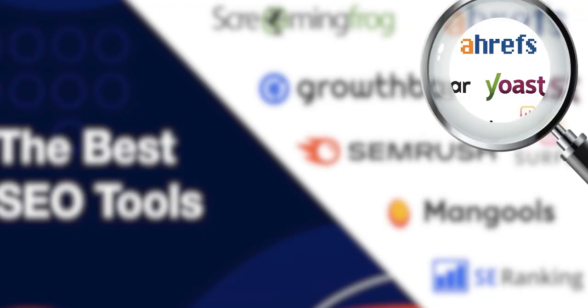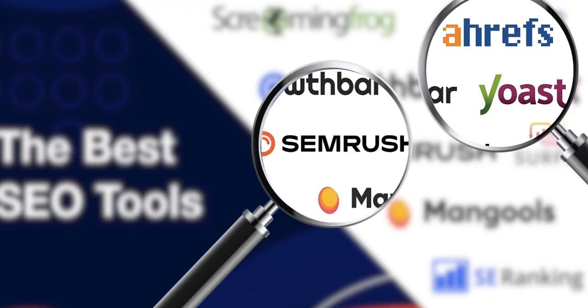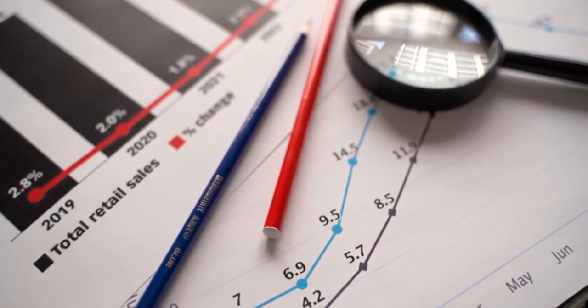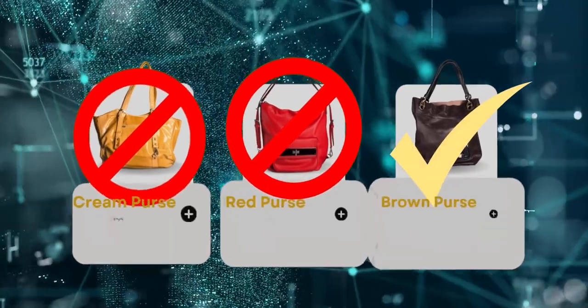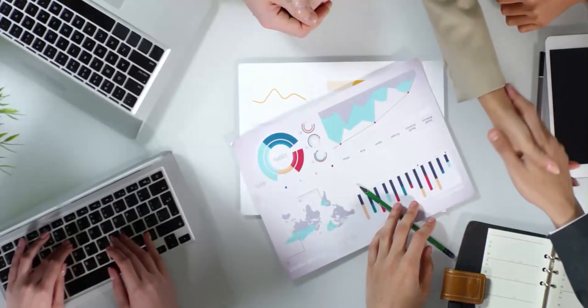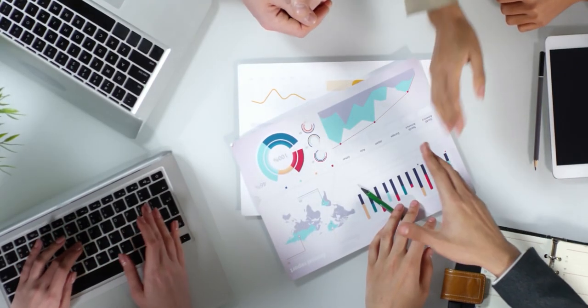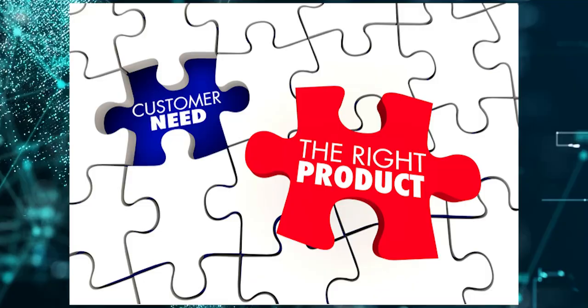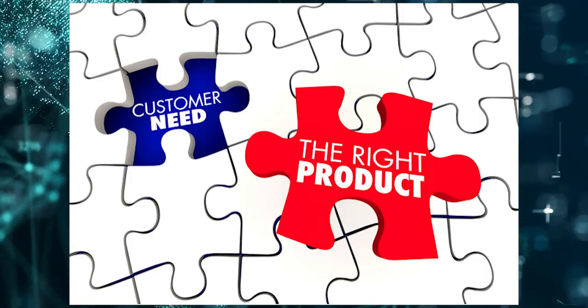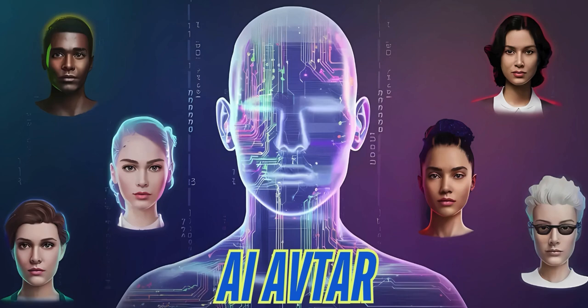Tools like Ahrefs, Ubersuggest, or SEMrush can help check keyword volume and competition for related search terms. Avoid oversaturated products. Unless you have a unique marketing angle, it's best to choose products with less competition for better visibility. Once you've found the right product, it's time to create a product promo using an AI avatar.